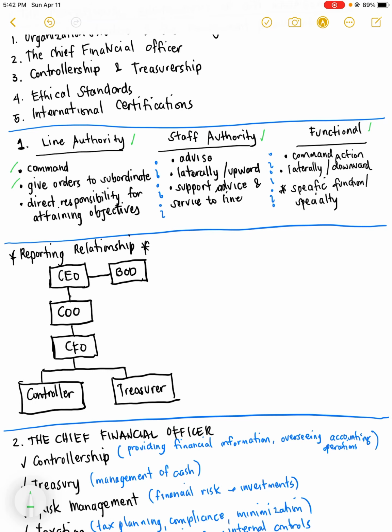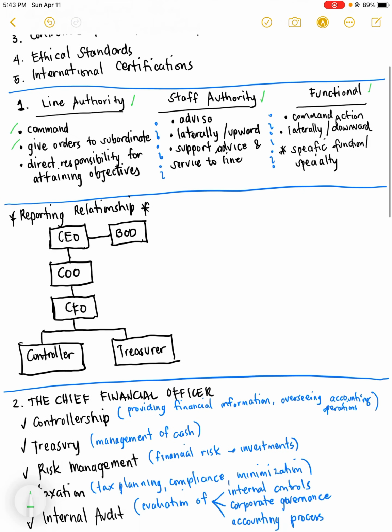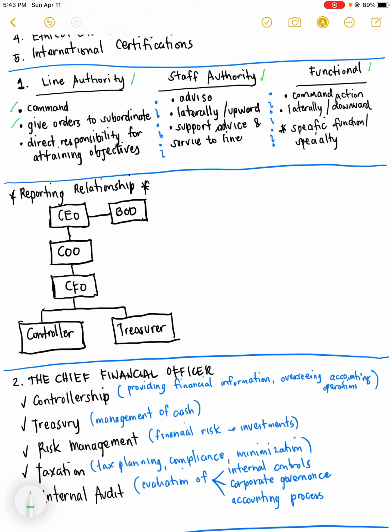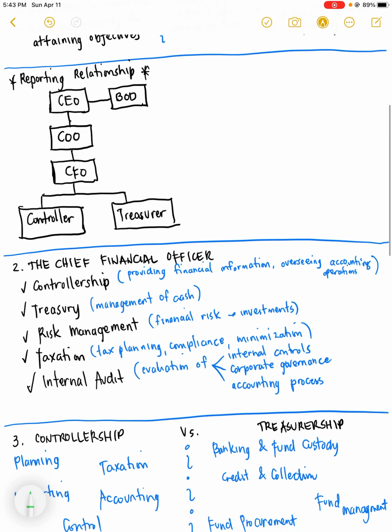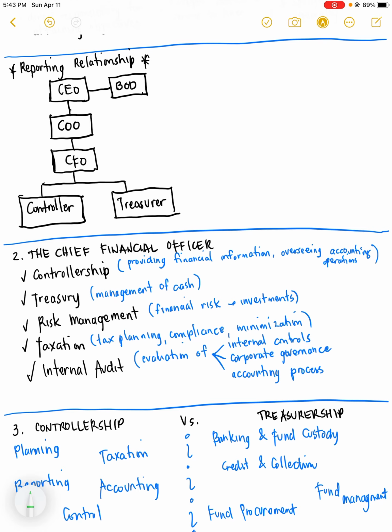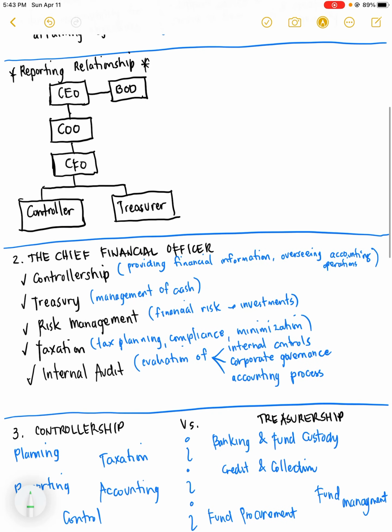Another one is the chief financial officer, which is in charge of the financial operations of the organization. Okay, and under the chief financial officer are the controller and the treasurer. Okay, now the focus of the discussion will be on the chief financial officer. Under the responsibilities of the CFO in various organizations are the controllership, the treasury, the risk management, the taxation, and the internal audit. So in the case of controllership, the main function is actually to provide financial information and to oversee the accounting operation. So basically, controllership is about accounting. Okay, recording transactions, providing financial information reports.